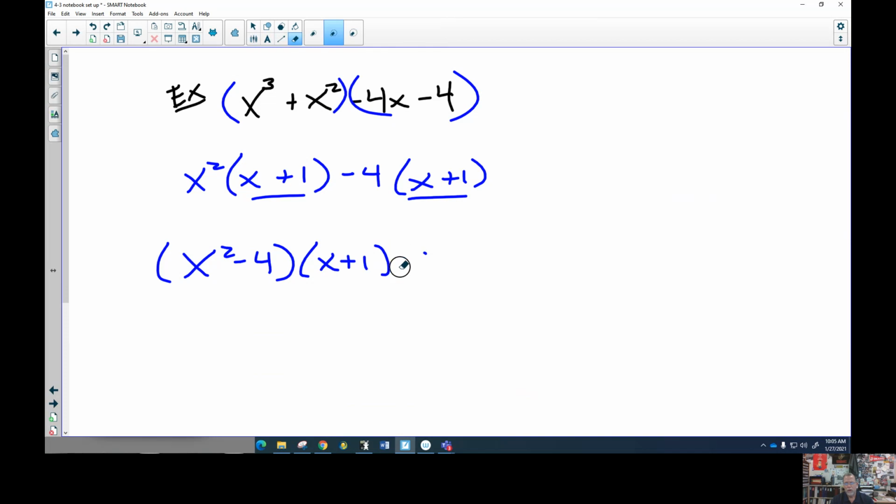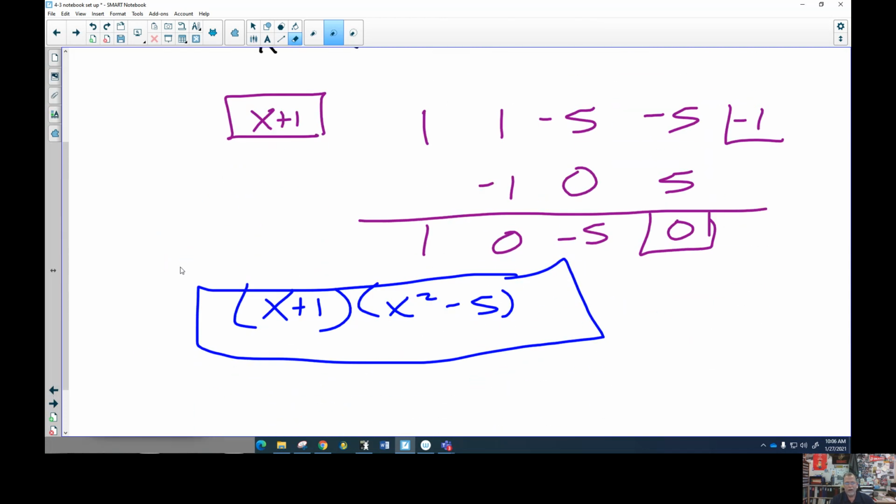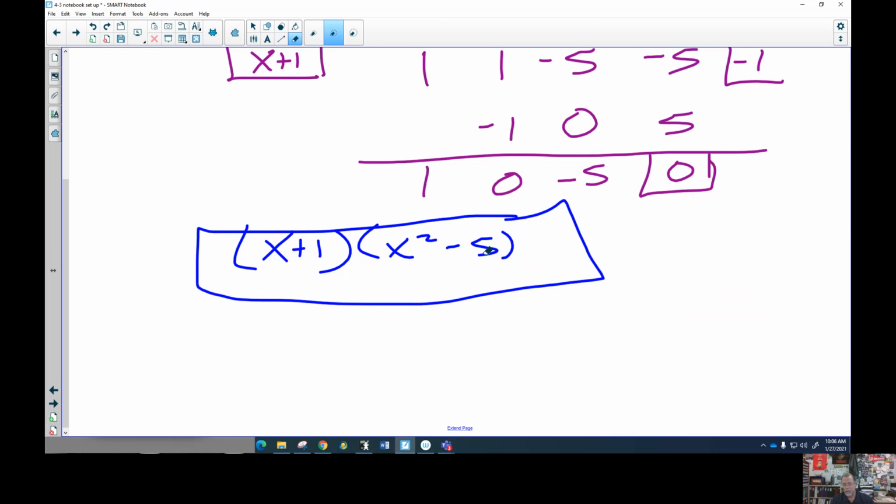Because by distributive property, x squared times this minus 4 times this is the same as saying x squared minus 4 times that. All right, so we've got this. Now, this is a little different than the last one. If you go back here, technically, I could have factored this because it is a difference, and it would have been x minus root 5 and x plus root 5.